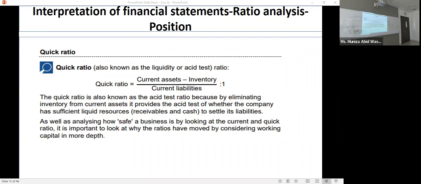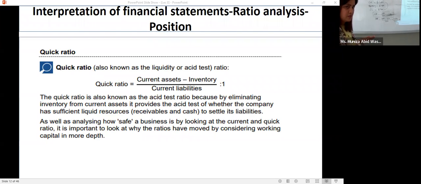By looking at the current and quick ratio, it is important to look at why the ratios have moved by considering working capital in more depth. So when we calculate the quick ratio or the current ratio, it is not enough. We have to look for the underlying reasons: if your quick ratio is looking favorable and your current ratio is not looking favorable, what is the reason behind that? So you have to look for that also.